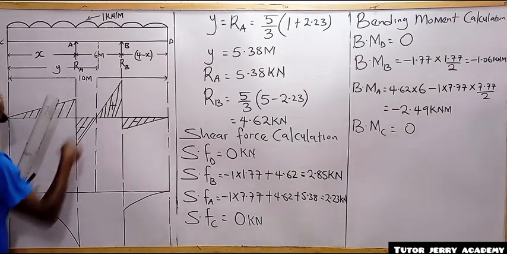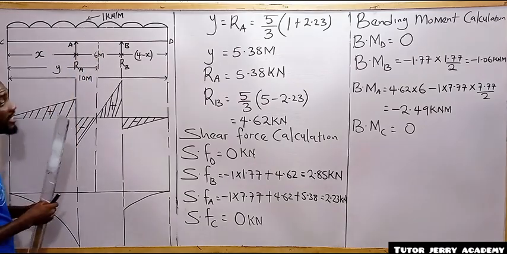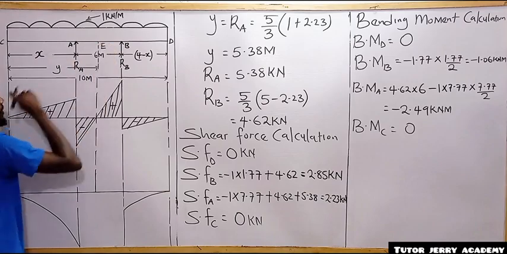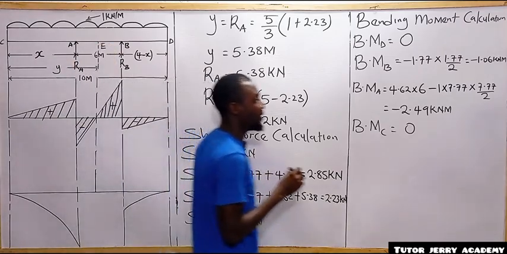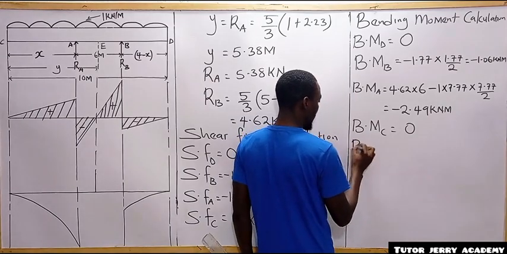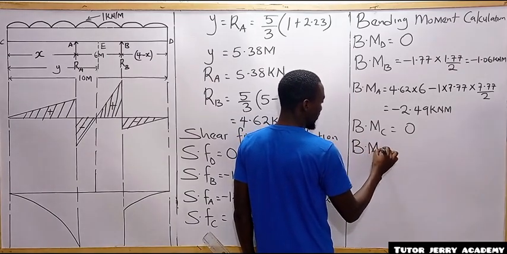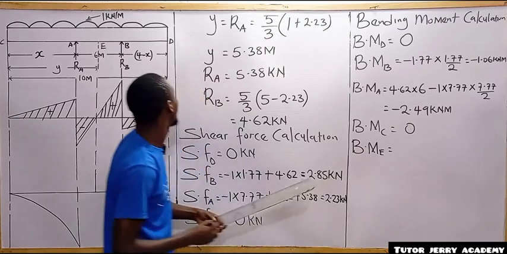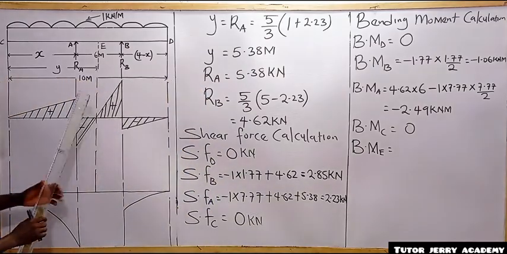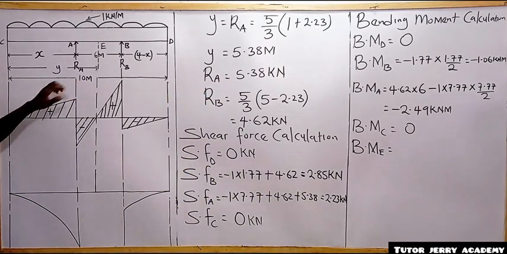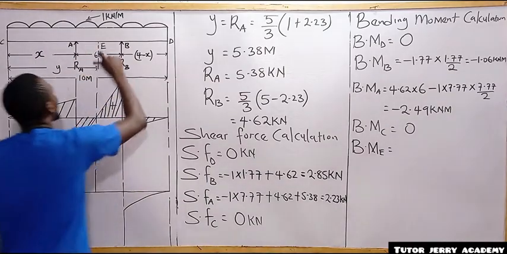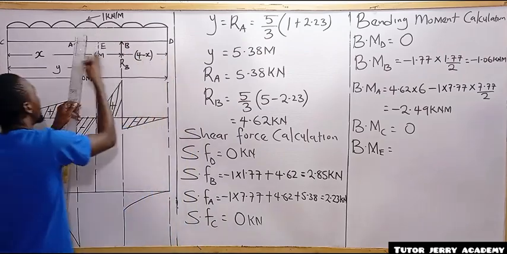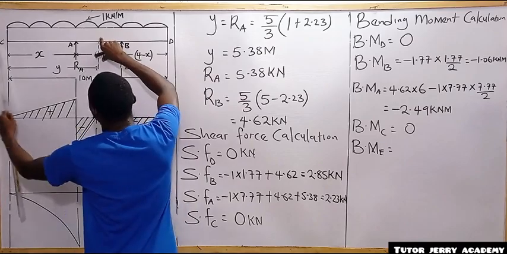Now let's call this point E. Let's calculate the bending moment at point E. If you look at this point, we can take our moment towards this side, or we can take it towards this side anyhow. So let's take it towards this side.